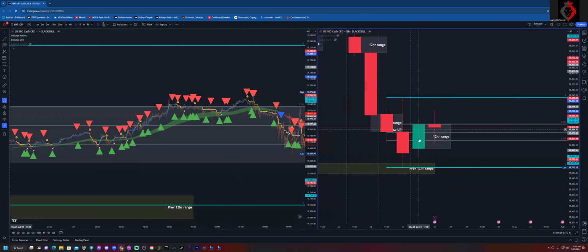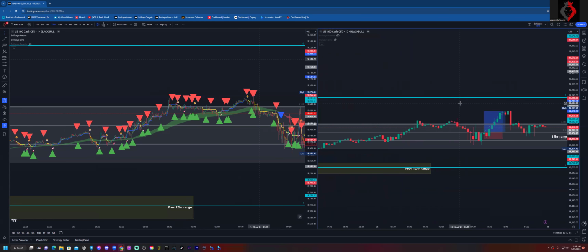All right, so we started off the first half of Friday as a bullish candle, which means we could potentially keep going bullish. Okay, so here's our 12-hour range. Let's go to 15-minute time frame.